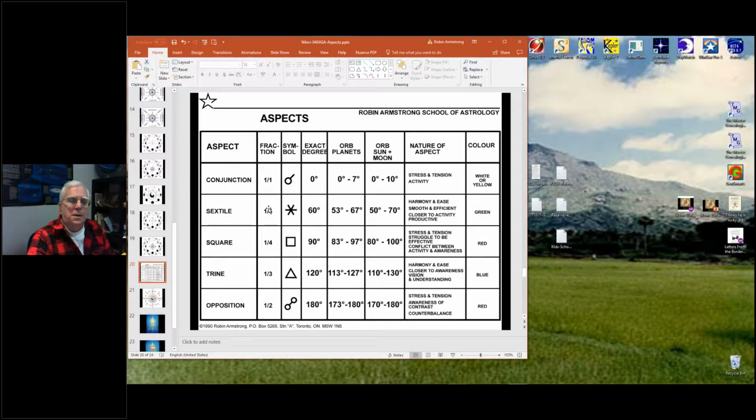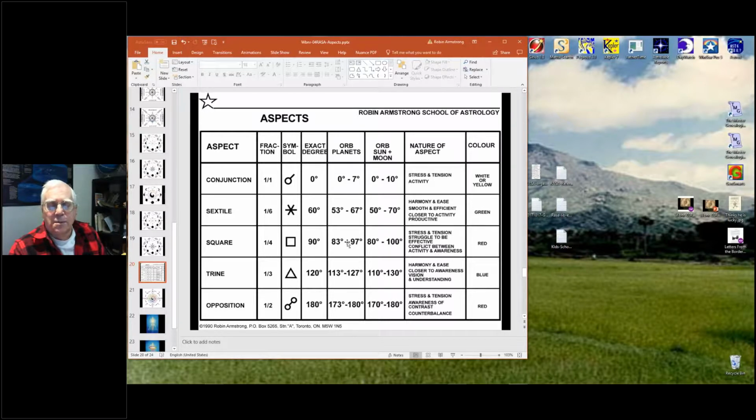We have the conjunction, 1/1, the sextile, 1/6, the square, 1/4, the trine, the opposition. This is as they're growing in size, but really they were based on fractions or divisions of the circle. But the main ones, the conjunction, the square, and the opposition, are all stress and tension activities. Stress and tension struggle to be effective. Stress, tension, contrast of awareness or counterbalance. So there are different types of stress and tension between the squares, and then you have the waxing and waning. But even now, we're not going to look at waxing and waning. We're just looking at the fact that the stress is there.